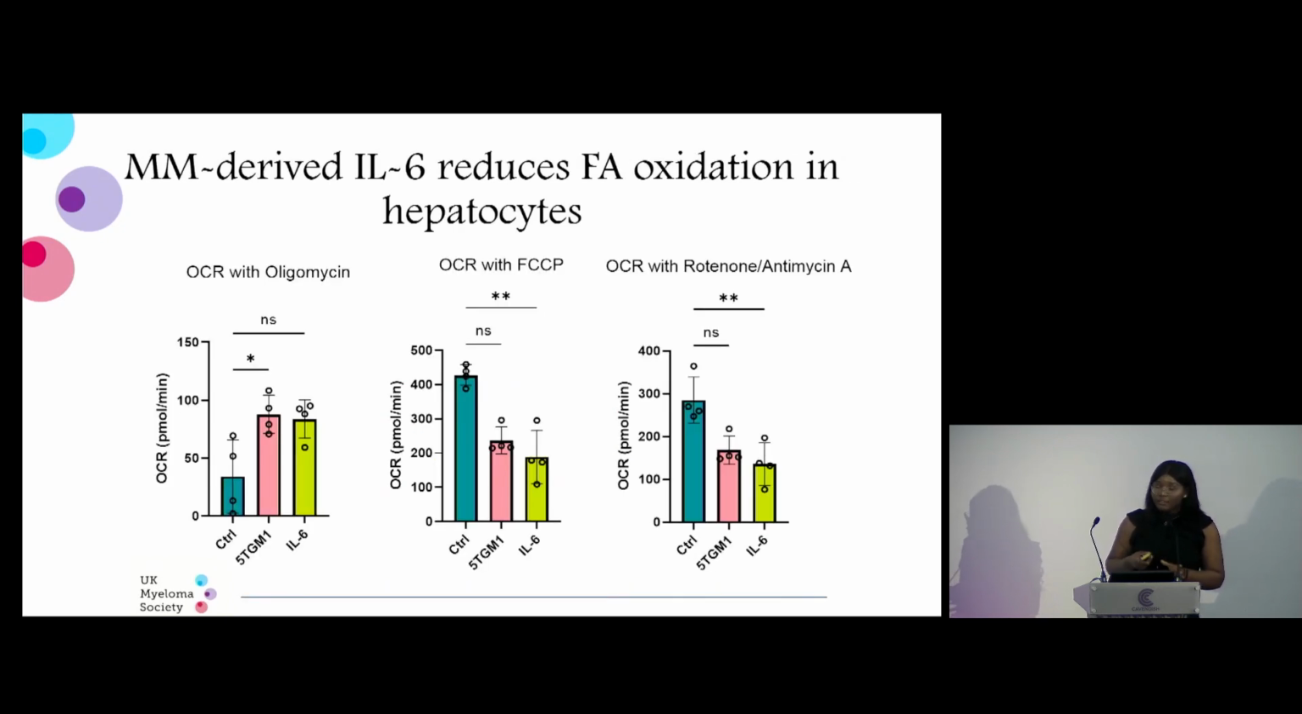So if I were to zoom in just a little bit more, you can see that there is a change. Oligomycin, FCCP, and rotenone are factors that can affect fatty acid oxidation. And every time they are added, they seem to change oxygen consumption rate to a similar degree in 5TGM conditioned media and interleukin-6 conditioned media that's applied on mouse hepatocytes.